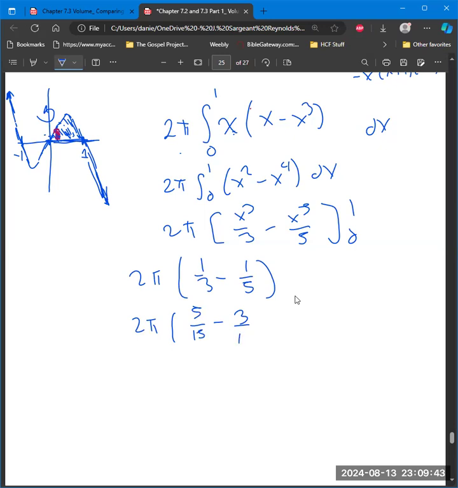5/15 minus 3/15 is 2 pi times 2/15, which is 4 pi over 15.